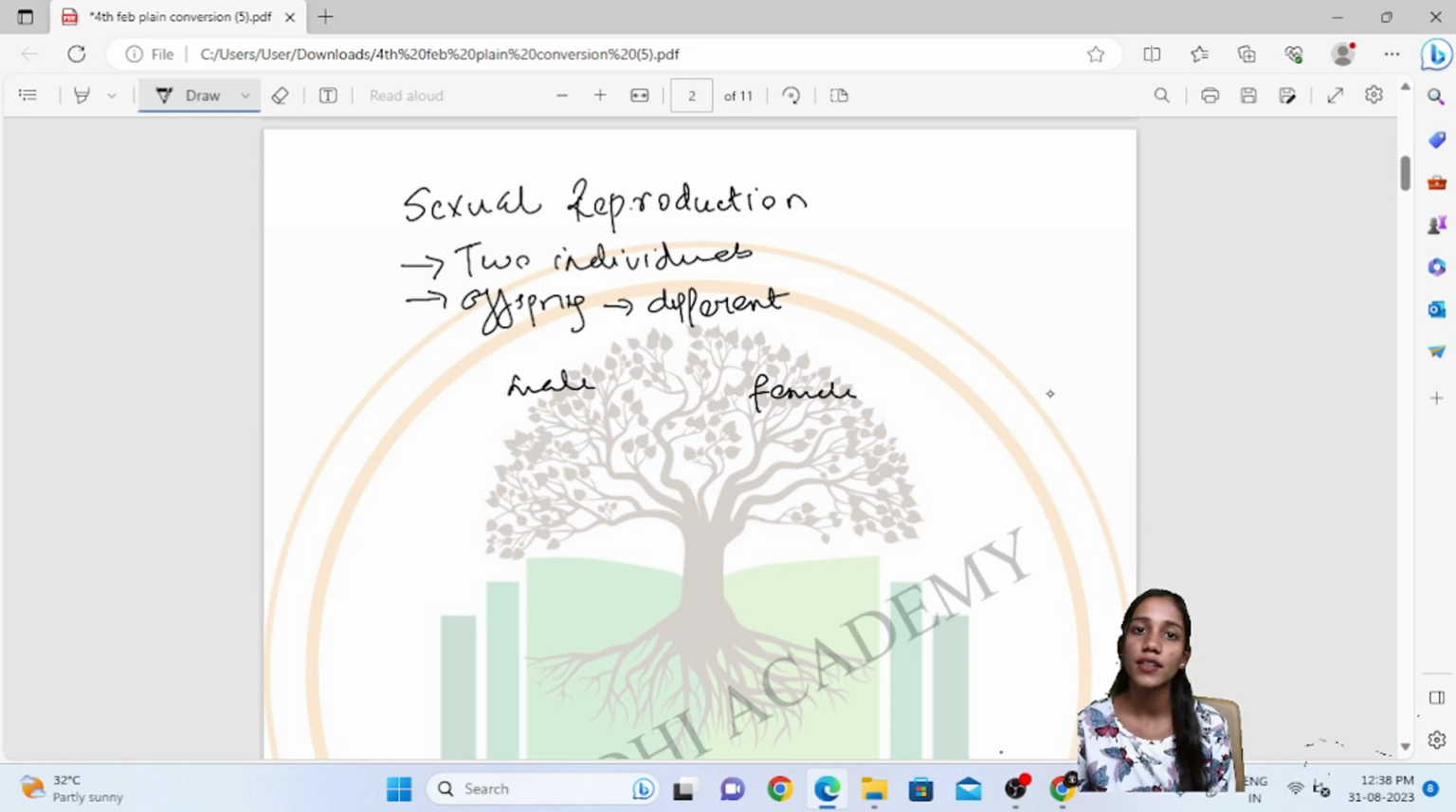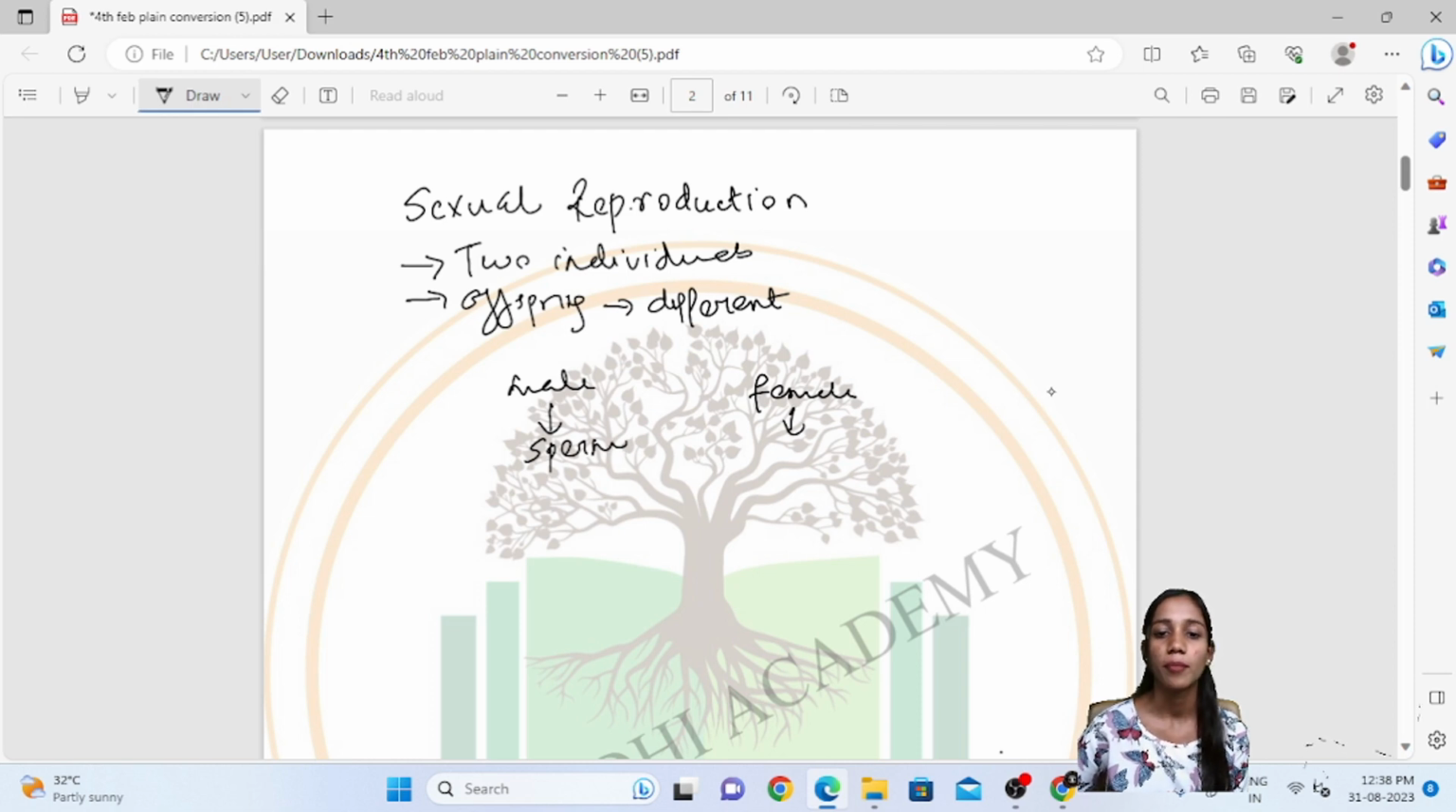Now we have already studied in our previous classes about the gametes produced by the male and the gametes produced by the female. So the gametes produced by the reproductive organ of the male is the sperm, and the gamete produced by the female reproductive organ is called the egg or the ova.